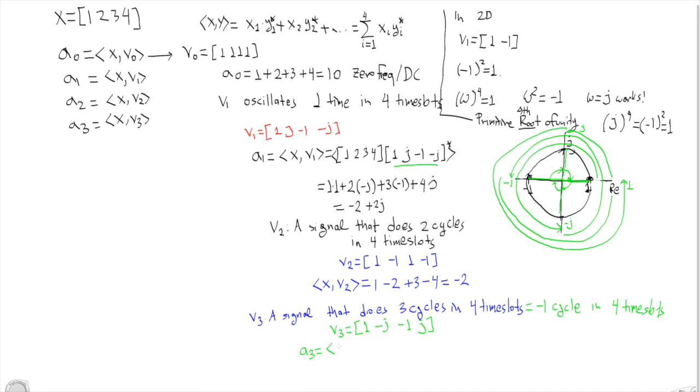So now to calculate, minus j times 4. And this adds up to be minus 2 minus 2j, which is equal, by the way, to A1 conjugate, and this is a property of real valued signals. So these are the Fourier coefficients.